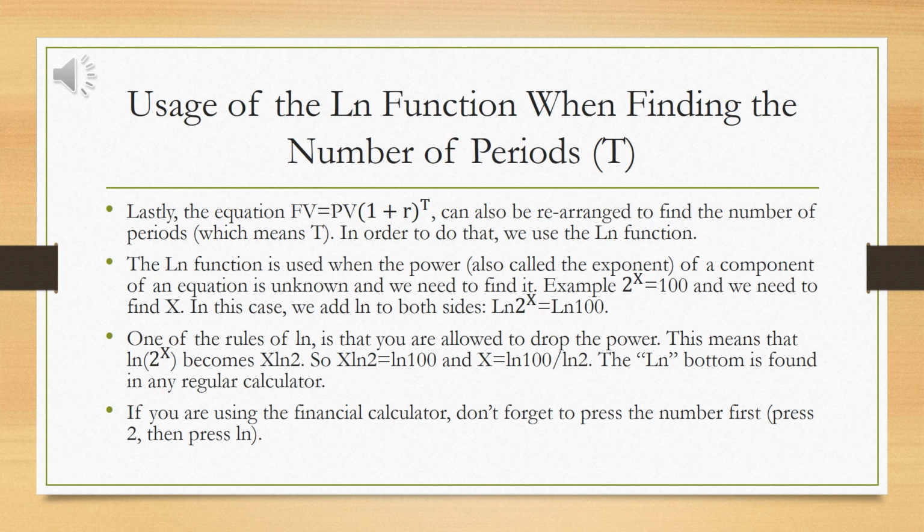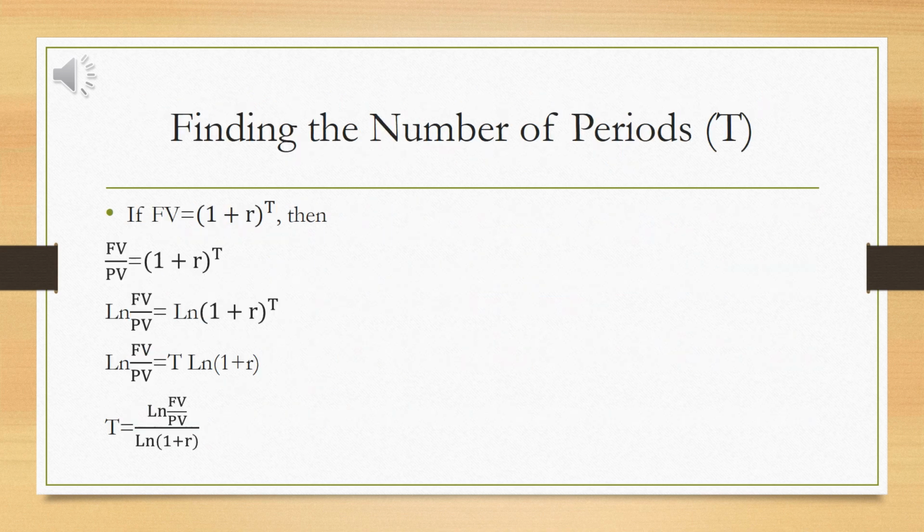The ln button is found in any regular calculator, but if you're using the financial calculator, don't forget to press the number first, as in press 2, then press ln. If future value equals present value times (1 plus r) to the t, then future value over present value equals (1 plus r) to the t. Ln future value over present value equals ln (1 plus r) to the t. Ln future value over present value equals t ln (1 plus r). So t equals ln (future value over present value) over ln (1 plus r).